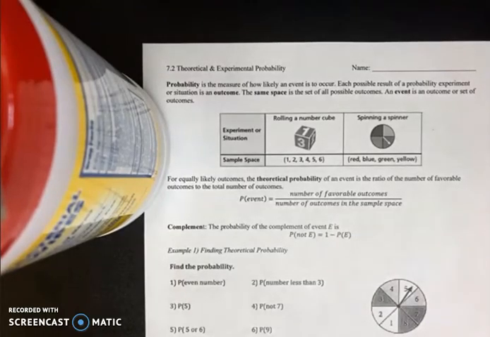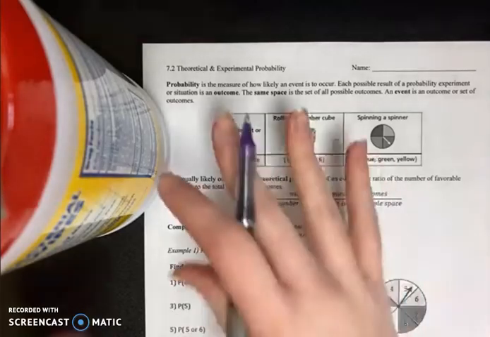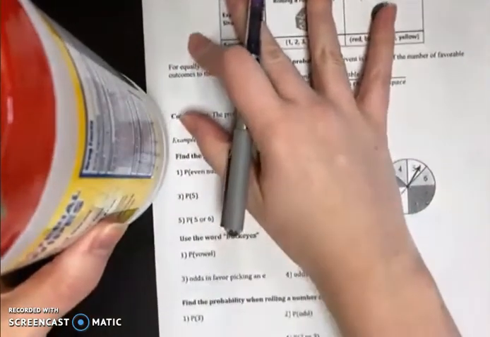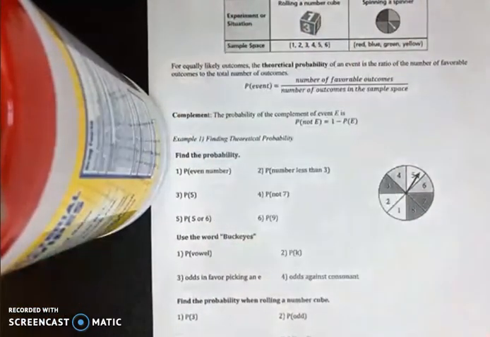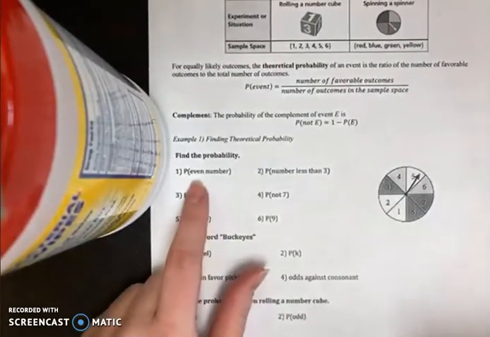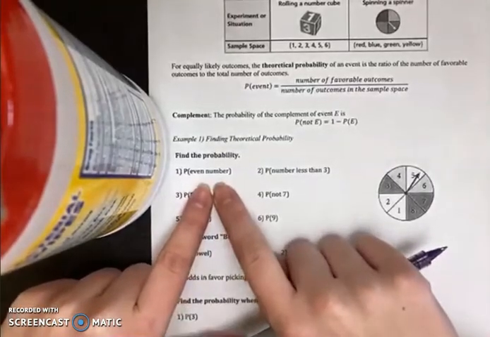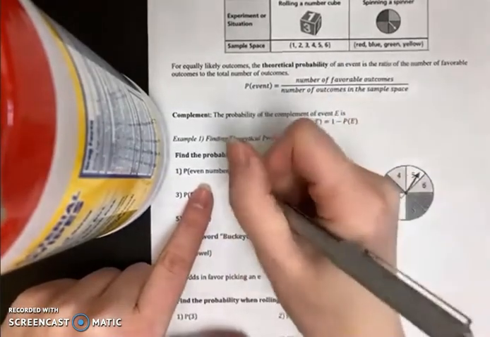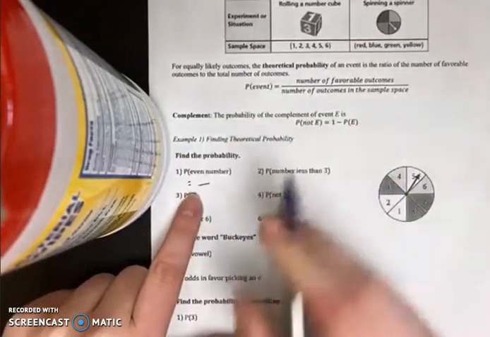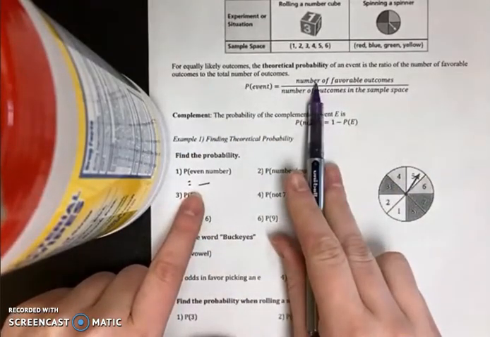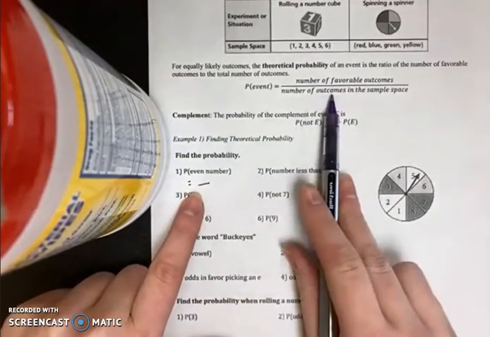Okay. Let's take a look at example 1. Hopefully this will all make more sense when we start actually taking a look at the problems. So example 1 is where we have a spinner and we just want to find the probability of each of these events occurring. Number 1 says, what is the probability of landing on an even number? Well, I'm going to have to put the number of favorable outcomes over the number of outcomes in the sample space.